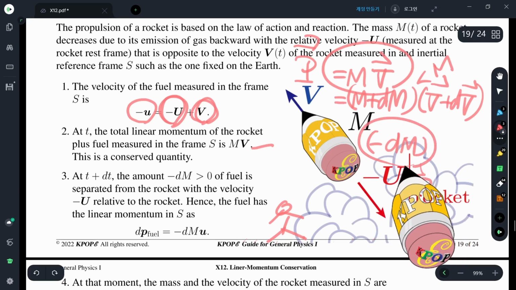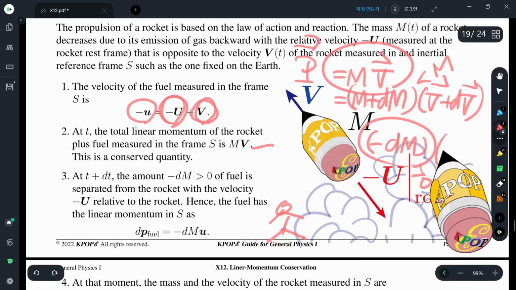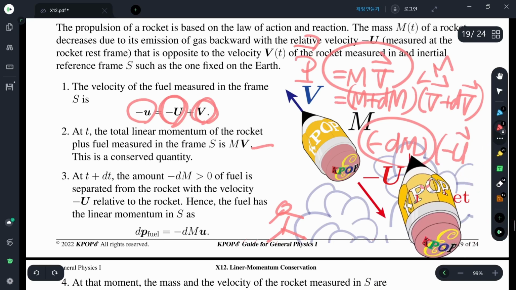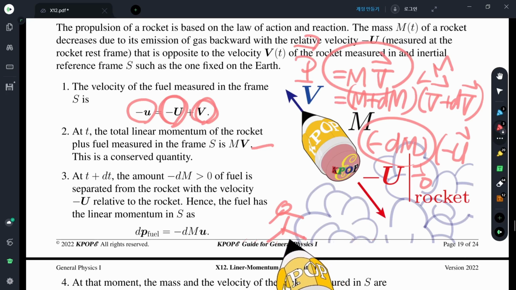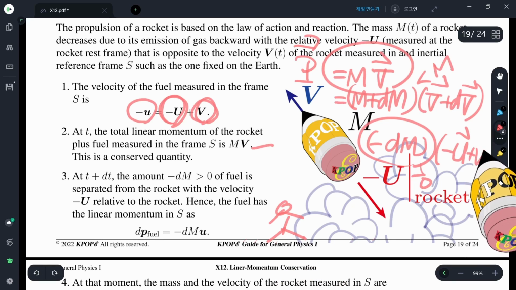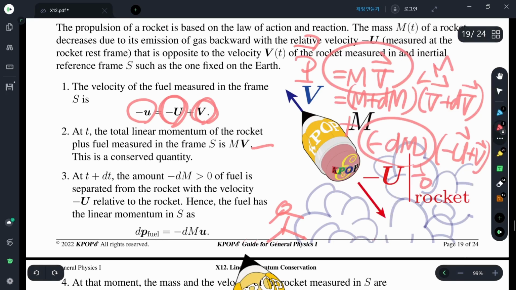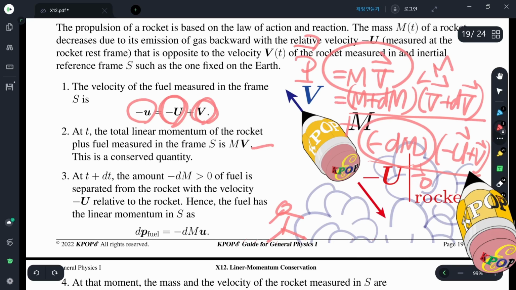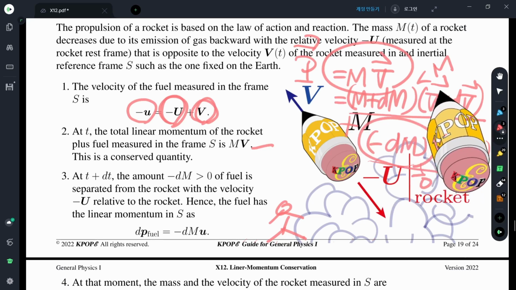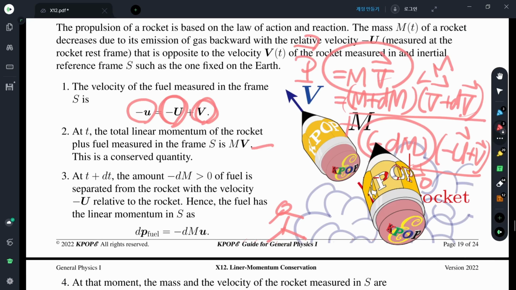And this gas carries the momentum minus u in the rocket frame of reference. This is a rocket frame, but however, we have to describe it, so I have to add this capital V. So the total linear momentum, the sum of the rocket's momentum and the gas momentum, is indeed conserved. But we keep track of the velocity and mass of the rocket instead of the gas. They are thrown away.